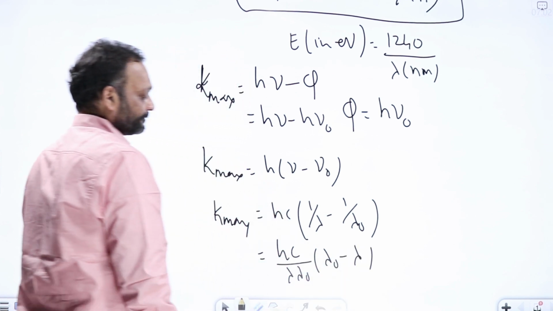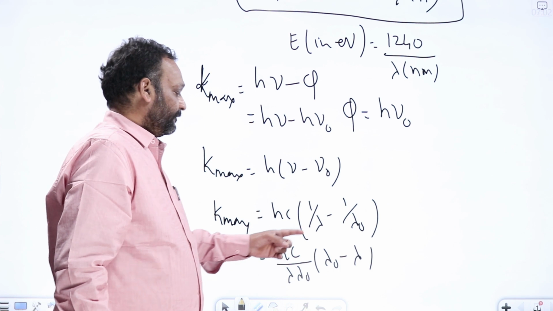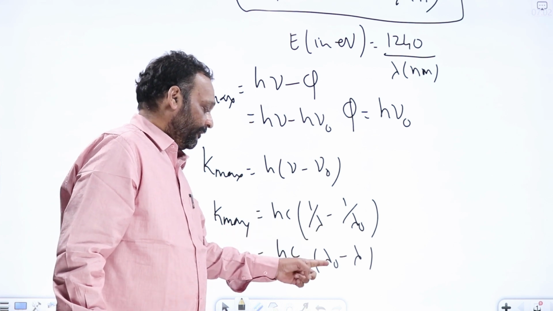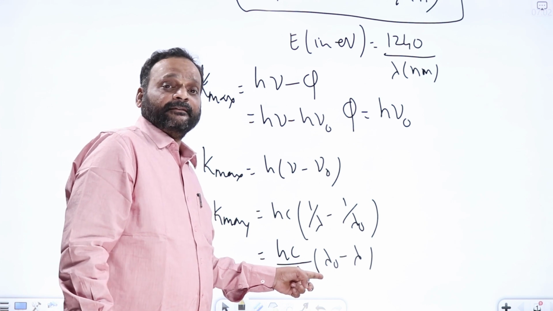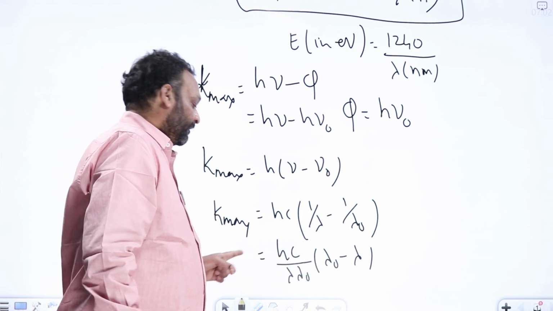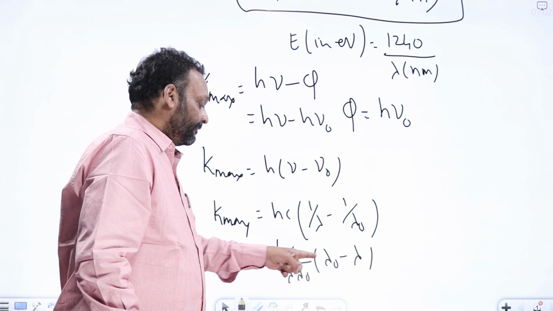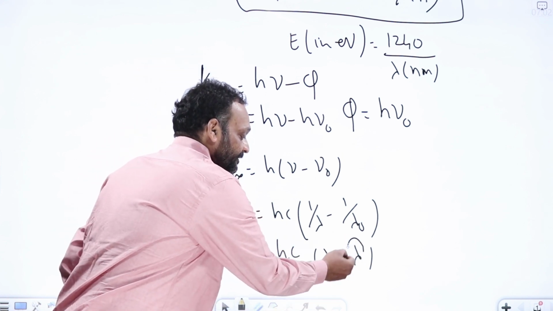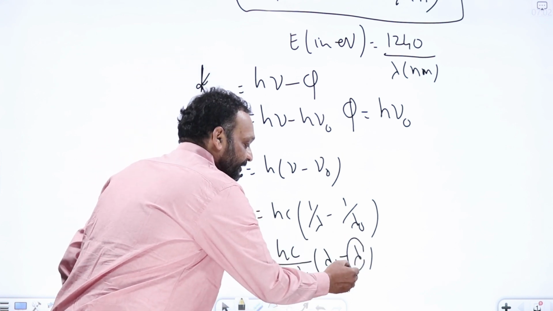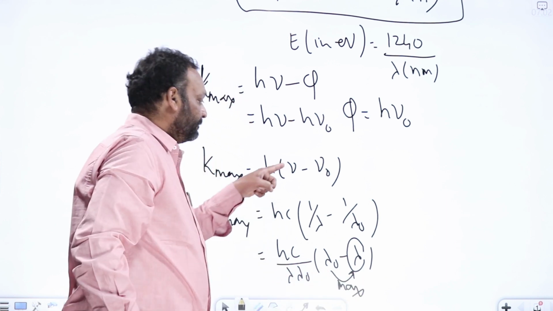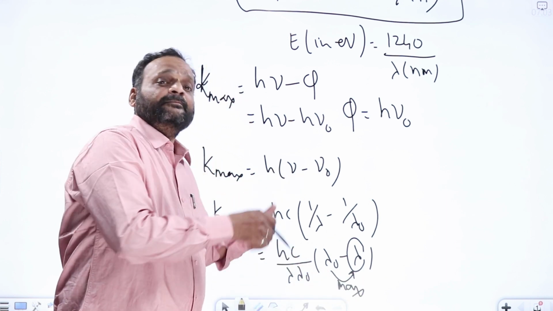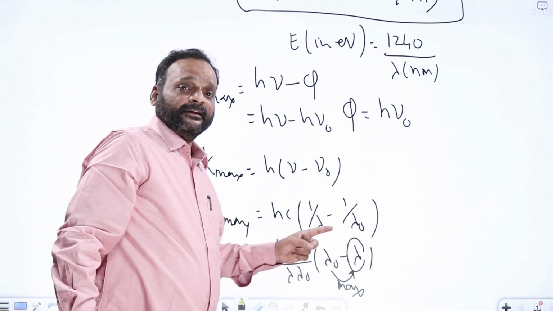If the wavelength of the incident light is more than the threshold wavelength, the photoelectric effect cannot occur. K maximum will become negative. It means the lambda of the incident light should be less than the threshold wavelength, or maximum wavelength. Nu naught is the minimum frequency, and lambda naught is the maximum wavelength which can cause photoelectric emission.